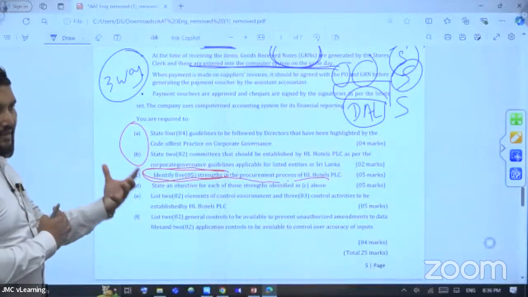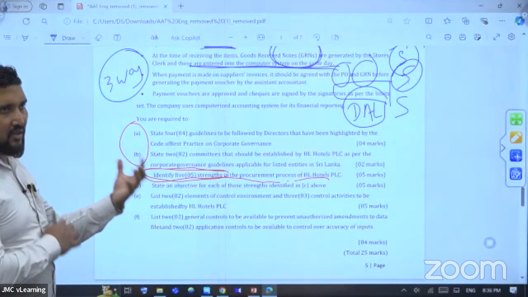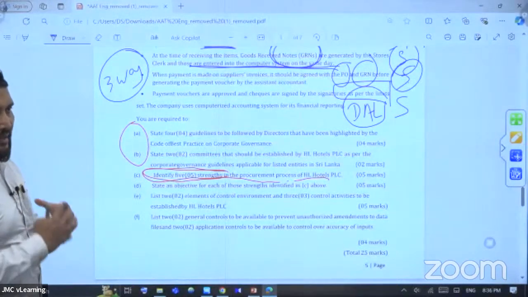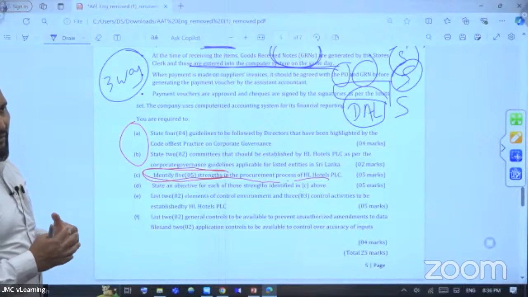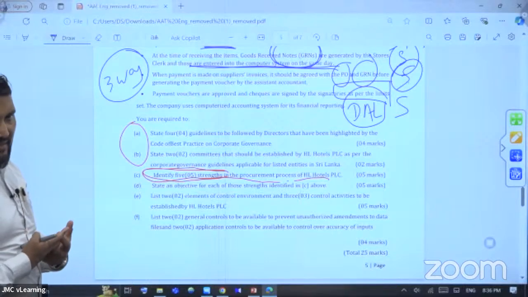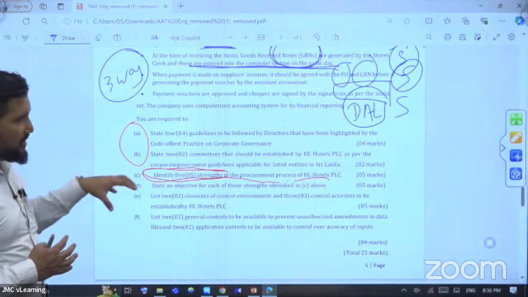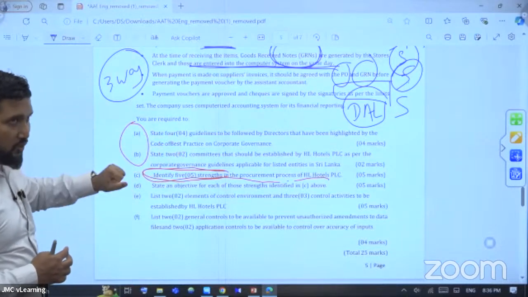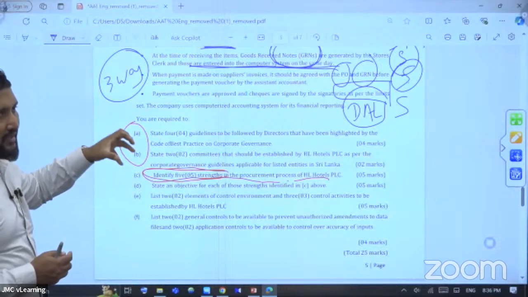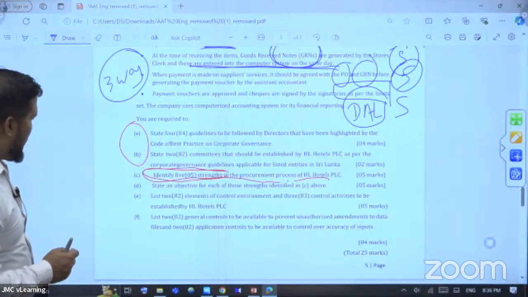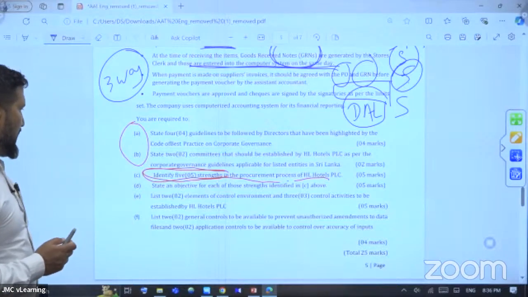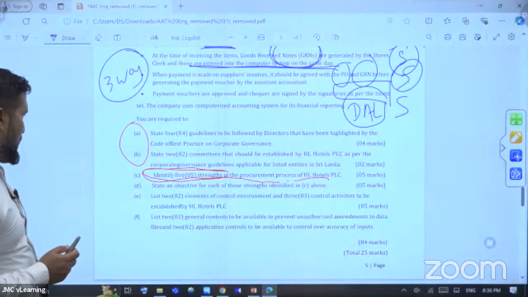Because I have prepared this question based on an unexpected situation. When you analyze the last 5 papers, they have given a scenario and wanted you to identify the weaknesses. But here what I have done is give you a process which has more controls, and I wanted you to highlight the strengths of this process. Right. State the objective of each of those strengths identified in C above.